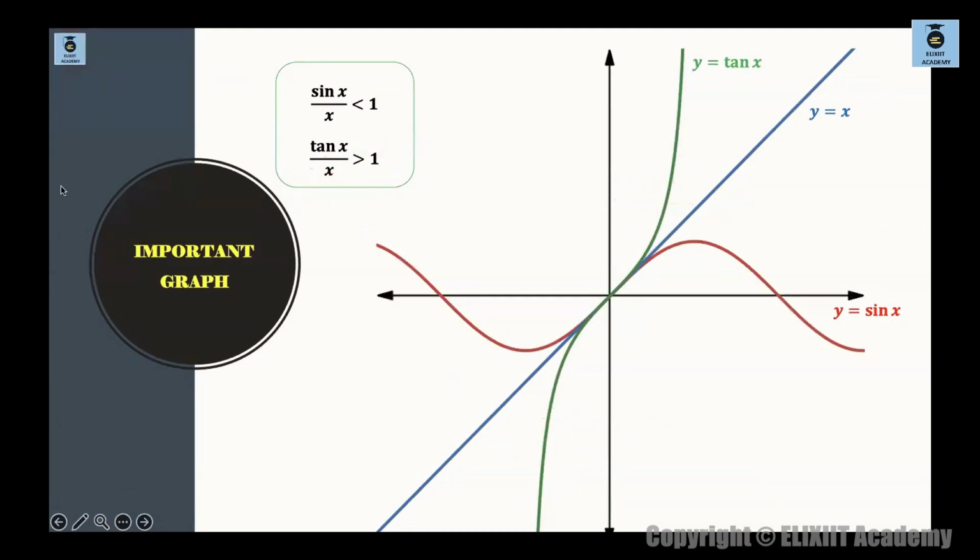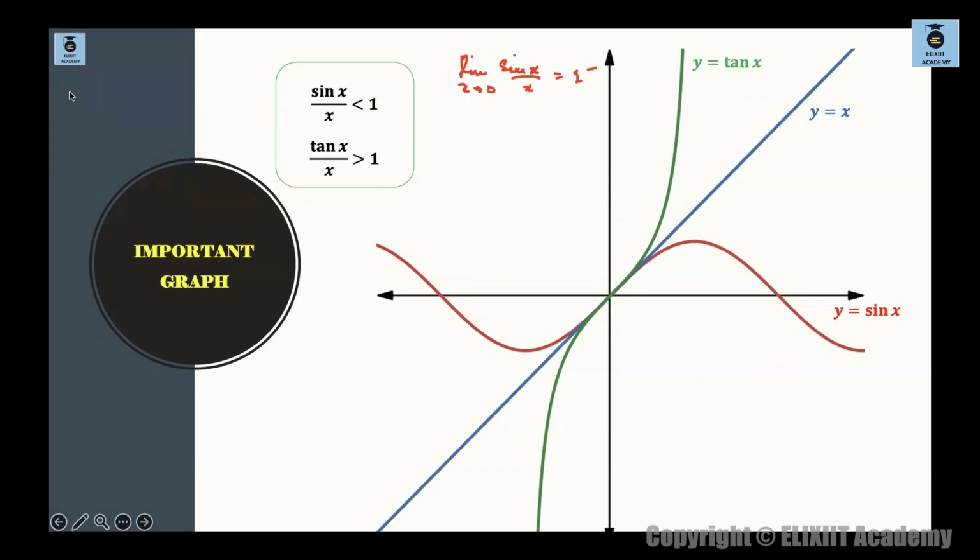Look, sin x upon x, limit x tending to 0, is always less than 1. We write this as 1, but that is technically 1 minus. When x is very small, this will become 1 minus. We ignore the difference and simply write this as 1, but technically the thing is 1 minus. So sin x upon x is less than 1.